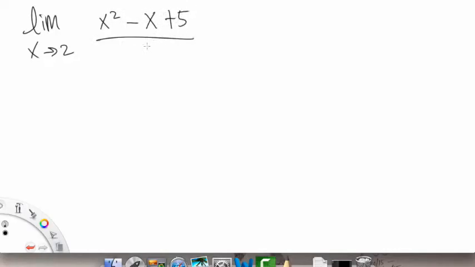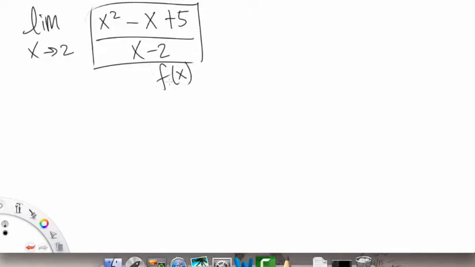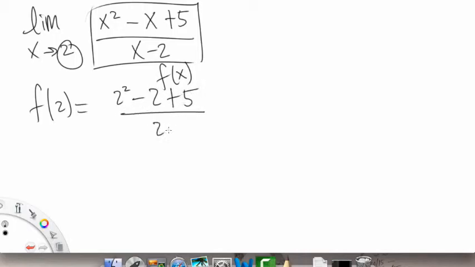Now here's an example. I'll just write it and I'll tell you as we go along. The limit as x goes to 2 of x squared minus x plus 5 over x minus 2. Let's see what we have if this is our f of x. Let's see what happens if we plug in a 2, directly. So we have 2 squared minus 2 plus 5 over 2 minus 2.